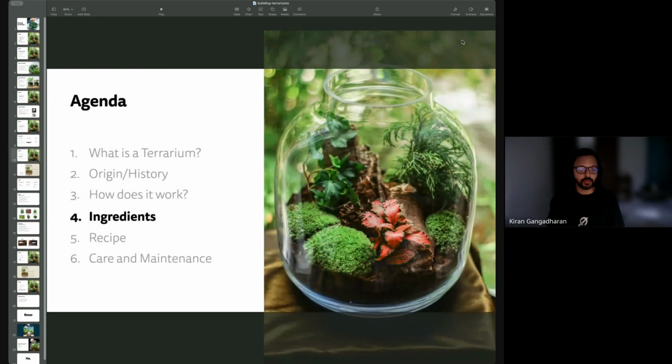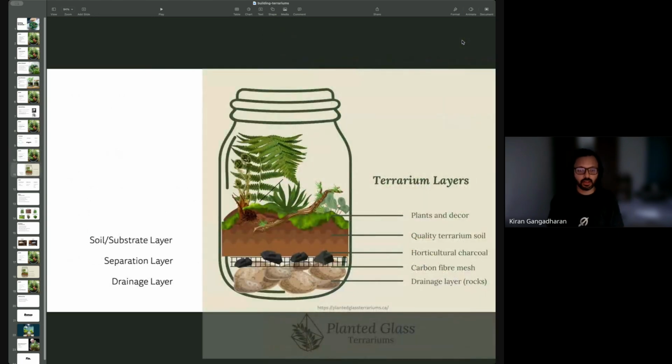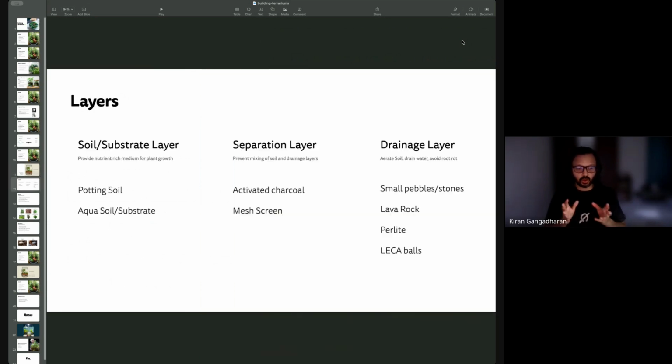Now that you've looked at some signs of how this works, we'll start looking at what we'll need to build a terrarium. Essentially, we need three layers, but this is just talking about the soil. The medium for growing plants, you obviously need plants. So you need a drainage layer, that's right at the bottom. You need a separation layer, and you need a soil or substrate layer. We'll look at generally what you would want for each of these layers.